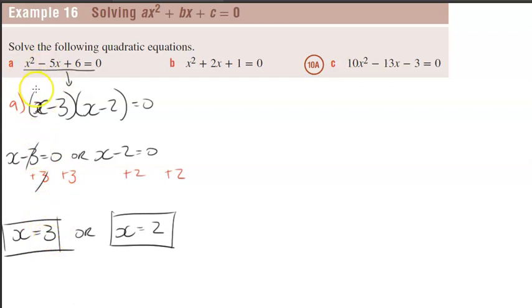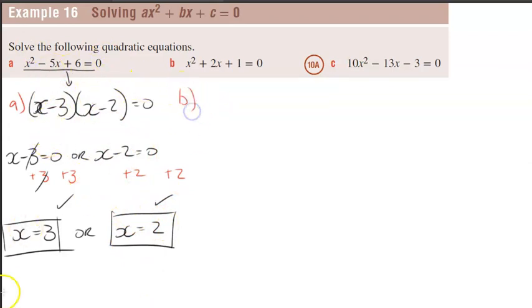Double check, 3 squared is equal to 9 minus 15. So 9 minus 15 will give me negative 6. Negative 6 plus 6 gives me 0. Boom, that works. And 2 squared, so 4 minus 5 times 2, which is 10. So 4 minus 10 gives me negative 6, plus 6 gives me 0. Boom, that works as well. These are the only two plausible solutions for this specific quadratic equation.